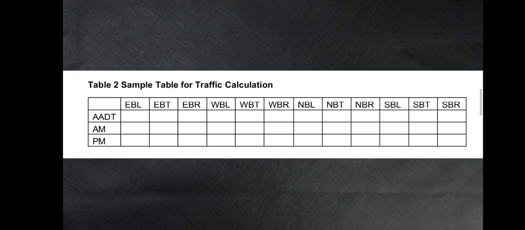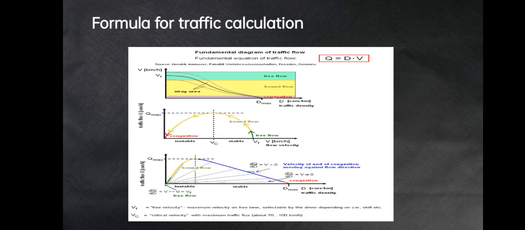So this is Table 2, the sample table for traffic calculation. So may mga meaning tong AADT, ABL, yan. May mga meaning to. So, nakalimutan ko lang ilagay. So, ito yung formula for traffic calculation. Yung Q is equal to T times V. So, makikita nyo, ito yung fundamental diagram of traffic flows. Kita nyo naman. So using this calculation or this formula to define the traffic flow.